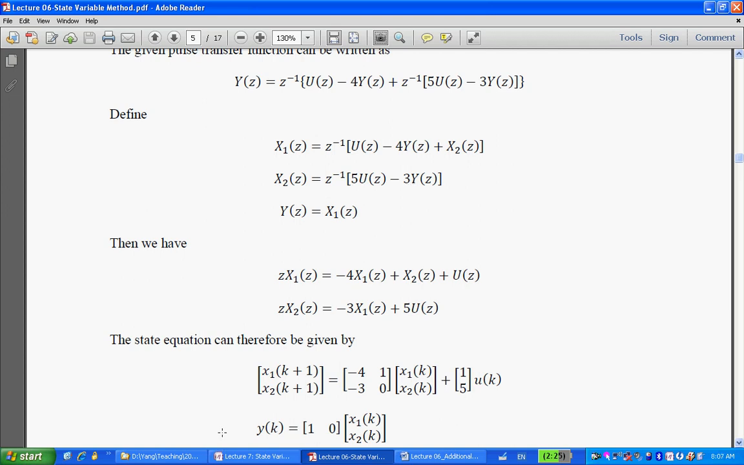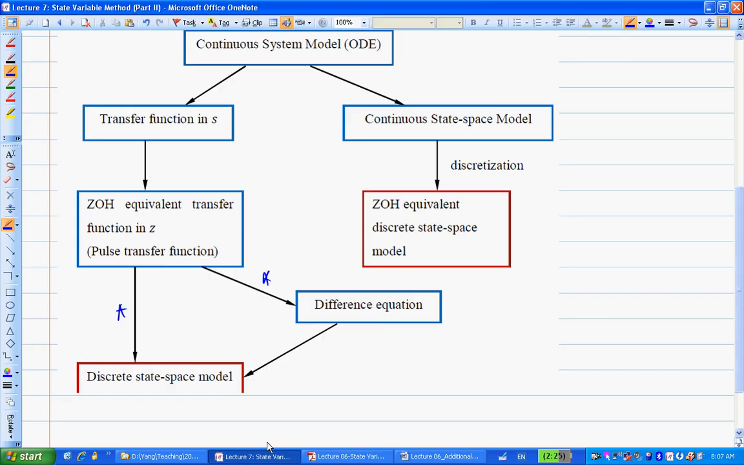And this approach right here is what we're going to talk about in the next lecture. How do we get a zero-order hold equivalent discrete state space model by discretizing a continuous state space model? So this is going to be the next lecture, lecture 8 next week.